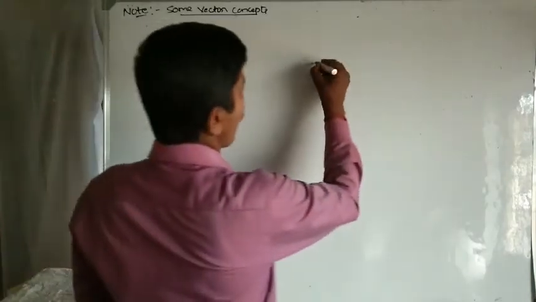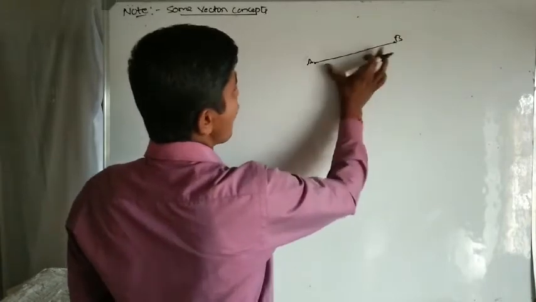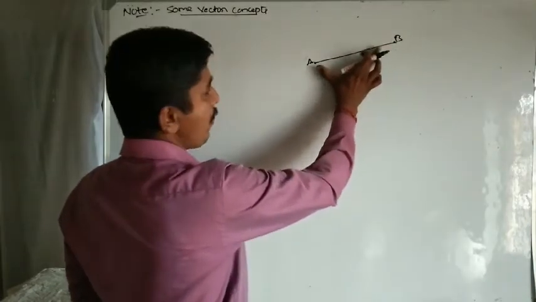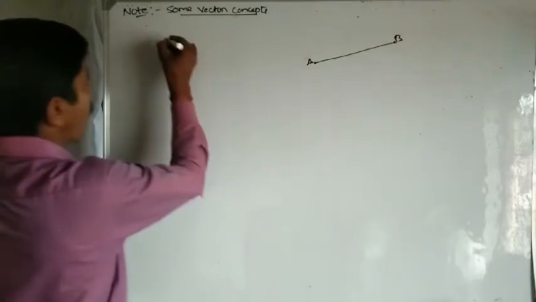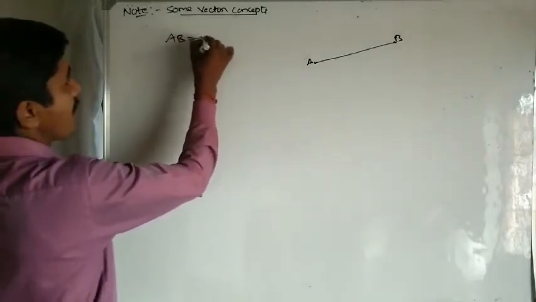We know that I am taking one line segment. Here AB is a line segment. Mind it, line segment means here distance AB, it is a scalar quantity. Clearly, distance AB means distance, clearly it is a scalar quantity.